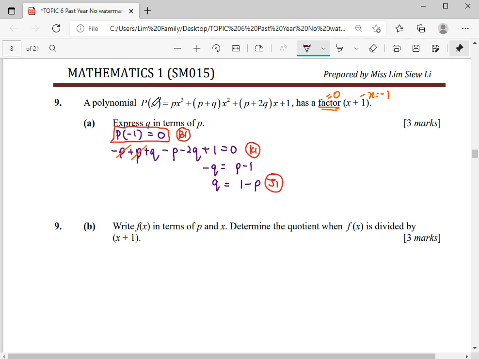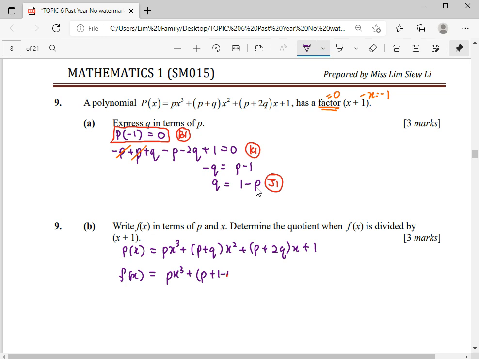So from the original polynomial we have p(x) equals px cubed plus p plus q x squared plus p plus 2q x plus 1. So now they want to change it to f(x), which is they maintain the p and x only. So for the q part, we are going to substitute it as 1 minus p. So this p will be maintained. For the q, it will be substituted by 1 minus p.